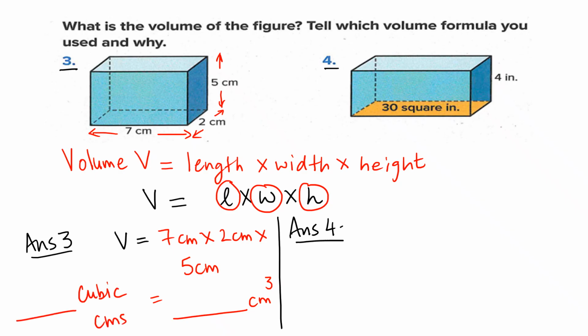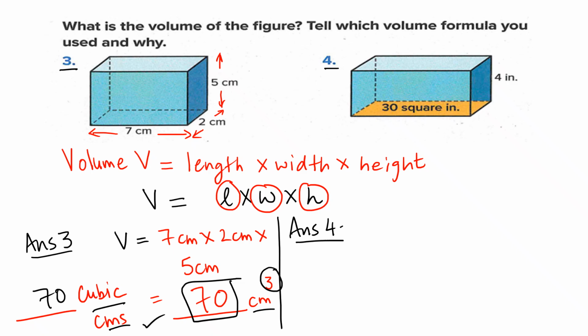Okay, so let's see what we get when we multiply. 7 multiplied with 2 will give you 14, and 14 multiplied with 5 will give you 70. So 70 centimeter cube or 70 cubic centimeters. Both are correct answer for question 3.